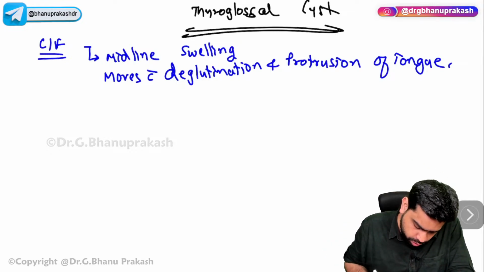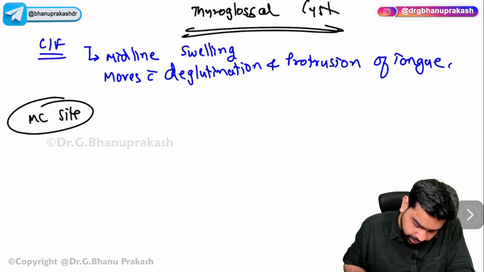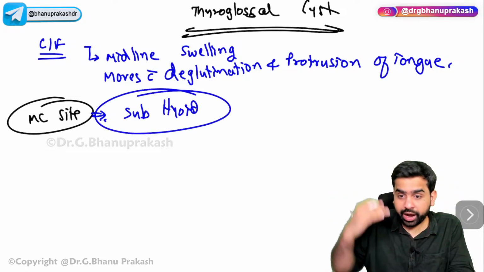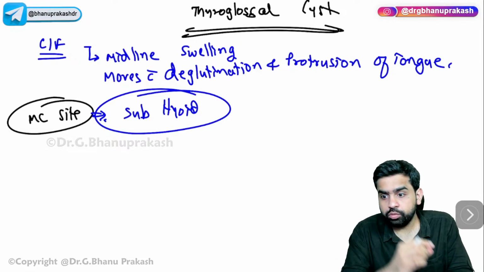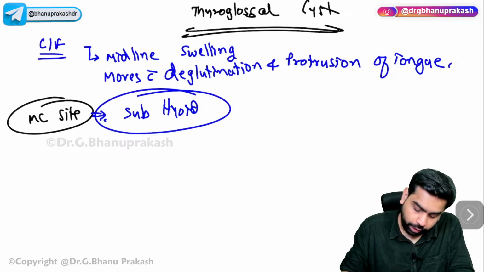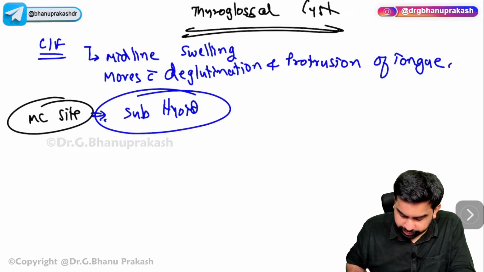Now if I ask you what is the most common site of this thyroglossal cyst, please try to understand, it is subhyoid. So just below the hyoid bone, subhyoid. This is the site where the thyroglossal cyst is most commonly found. Now this is a midline swelling, and all those things are fine.